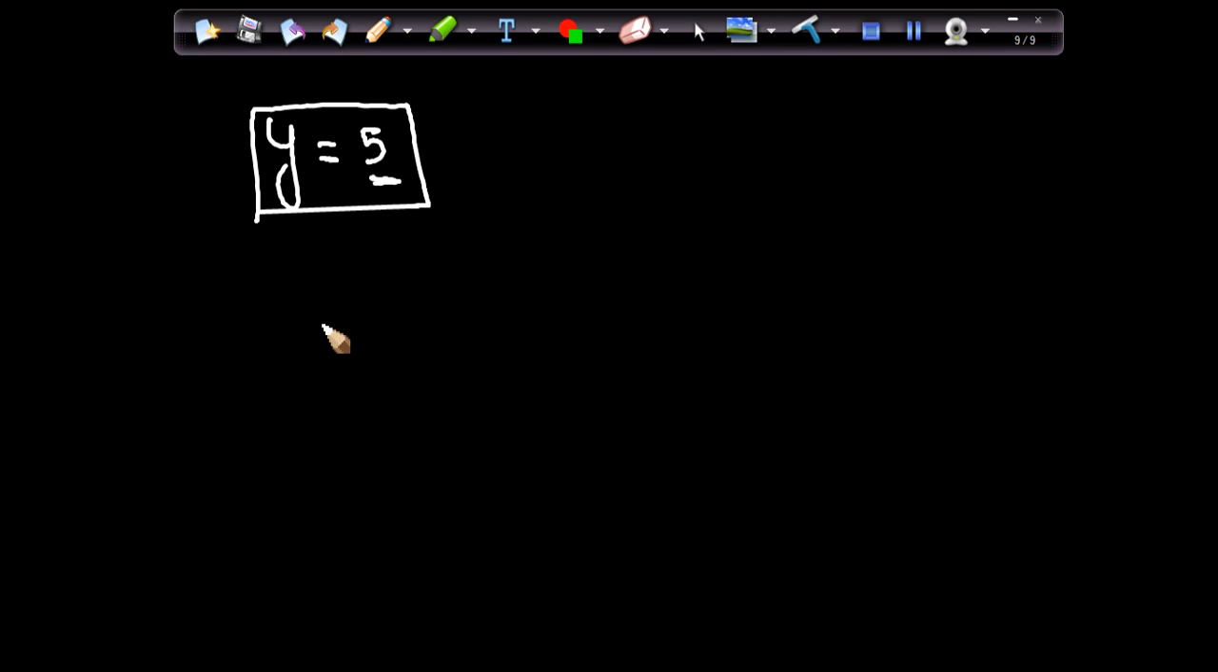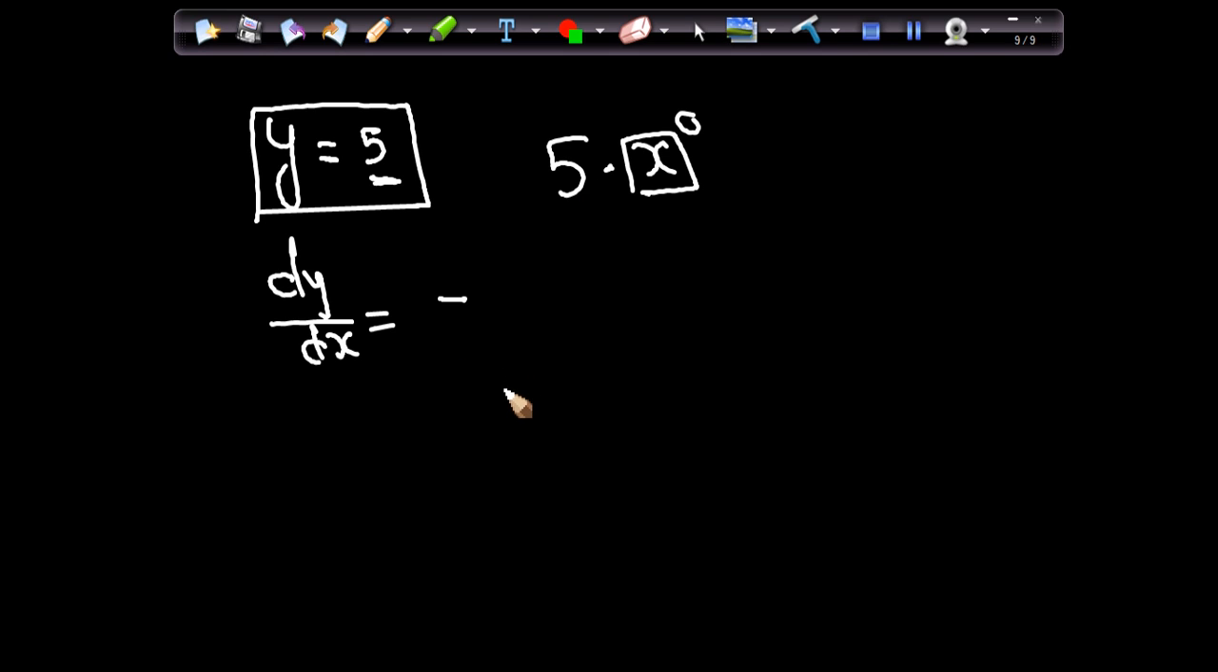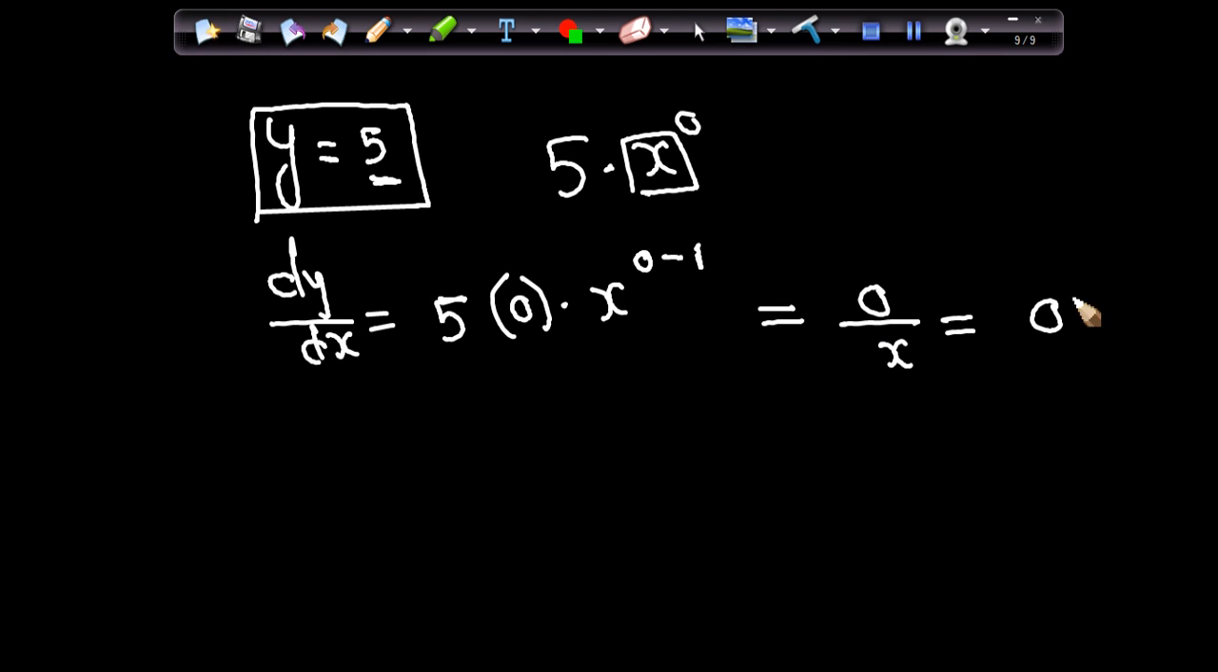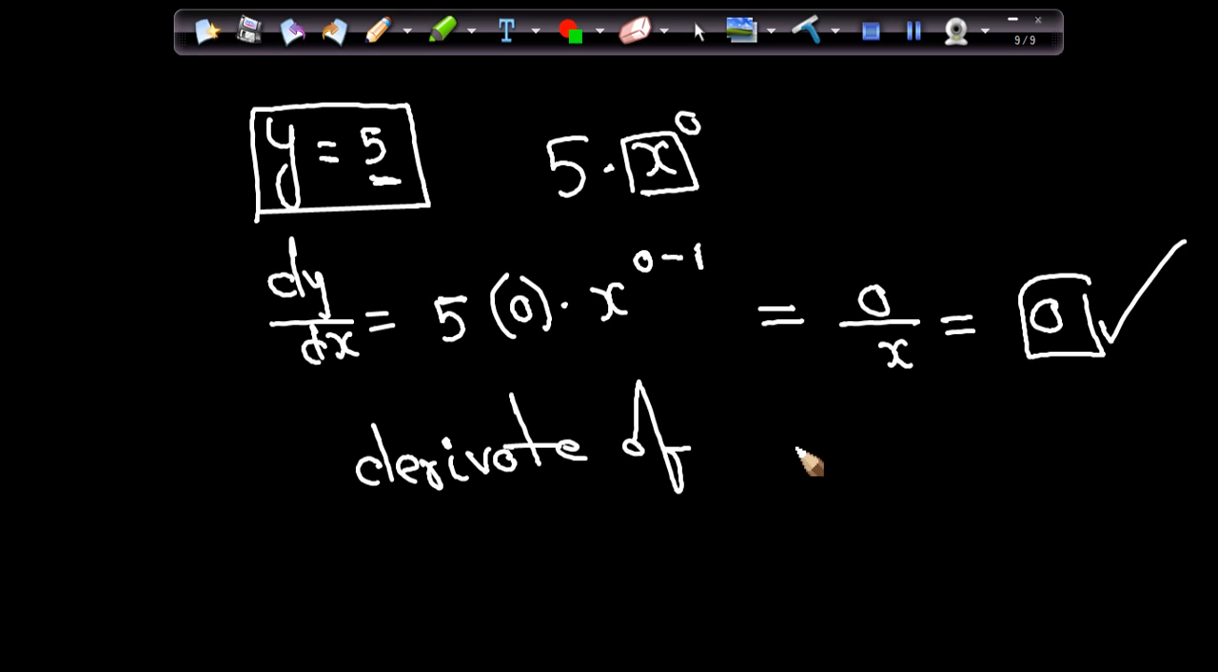So let us see what the derivative of y is equal to 5 is, or what the derivative of a constant function is. How does a constant function change at different instances? I can write 5 as 5 into x power 0, because anything power 0, if it is a non-zero number, is 1. So I can write 1 as x power 0. So the derivative of y with respect to x is 5 into 0 into x power 0 minus 1, that is 0 by x, and 0 by anything is 0. So the derivative of a constant function is always 0.